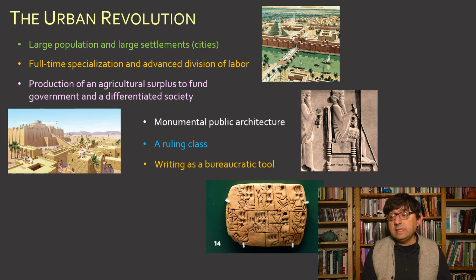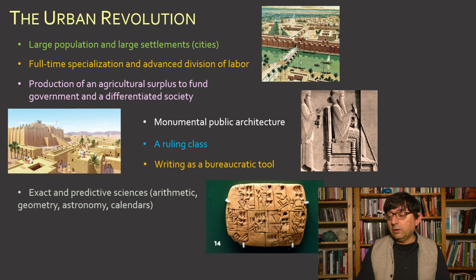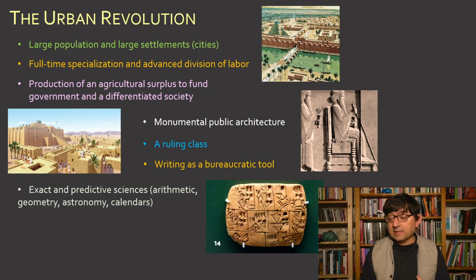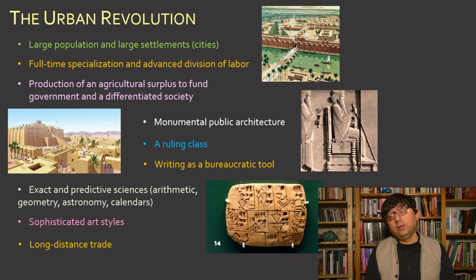Writing comes in as a bureaucratic tool. In the next video, the final video, we'll talk about the invention of writing and how writing actually starts as a bureaucratic tool to organize and control trade and exchange within this urban context. And we see the emergence of exact and predictive sciences: arithmetic, geometry, astronomy. Immediately we see these sciences starting to be developed. We see an explosion of sophisticated art styles emerging from this urban context, and long-distance trade.